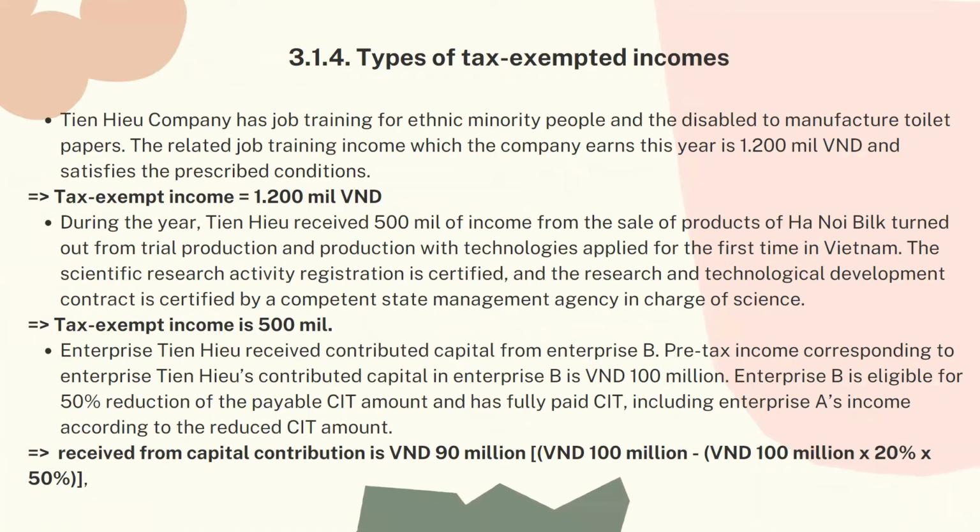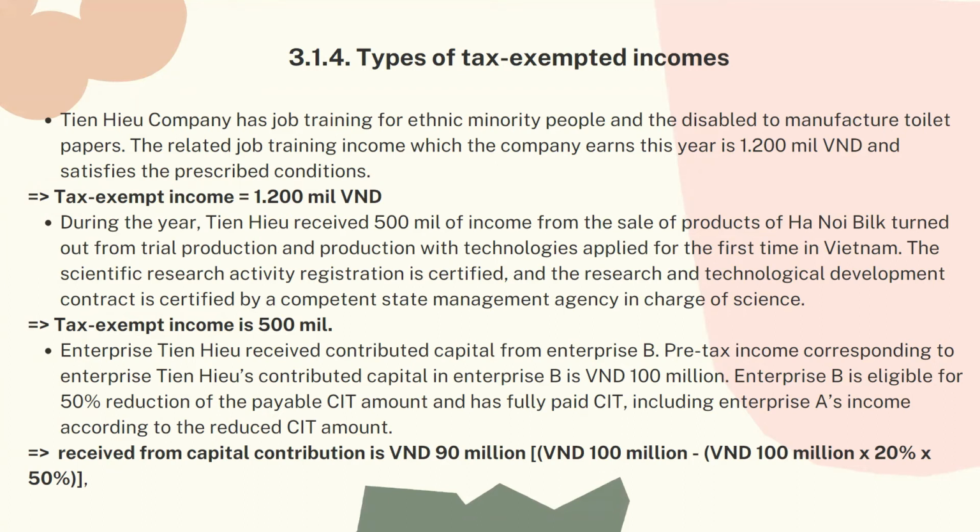The first one: the Tiền Hiếu company has job training for ethnic minority people and manufactures toilet paper. So this activity is tax exempt income. The tax exempt income in this case equals 1,200 million.